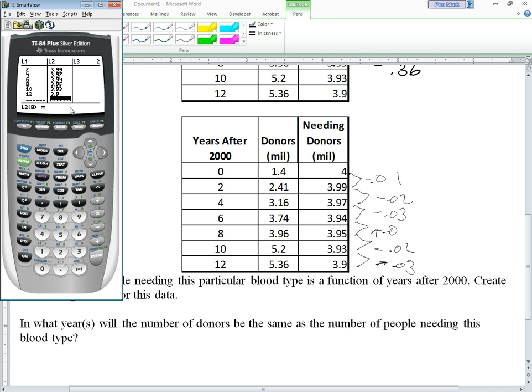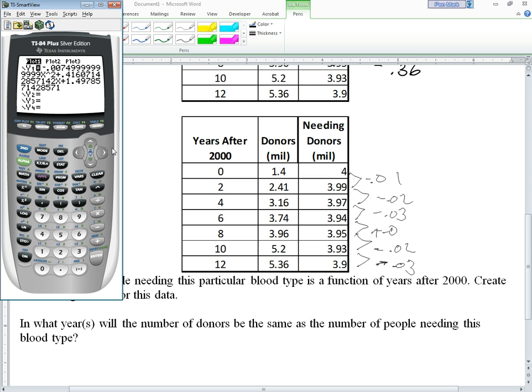I've just changed my list 2. I left list 1 the same because they're the same input values, they're just different output values. And now I would go over to stat, and I'd go over to calculate, and I would do, in this case, linear regression, and I would press enter. And there's my equation. So the number of people needing donors is decreasing by 0.008 million per year. And in the initial year, we estimate, based on the equations, there were about 4 million donors, which is about accurate. Remember, there's a little bit of error in this process.